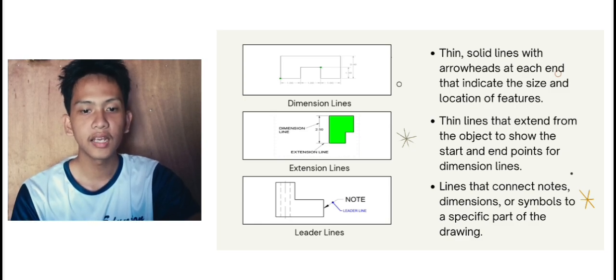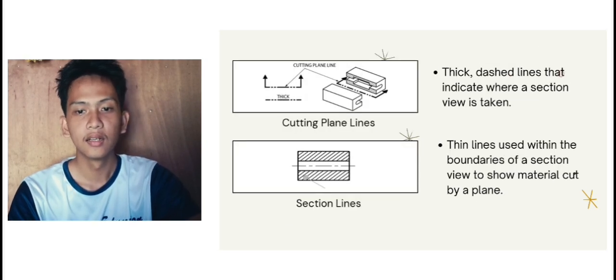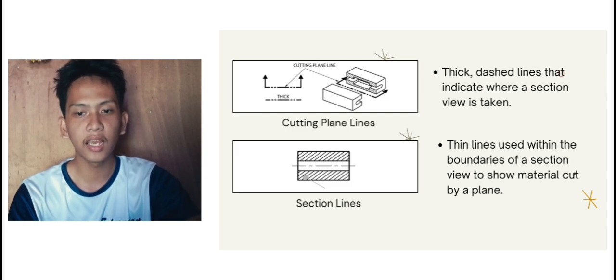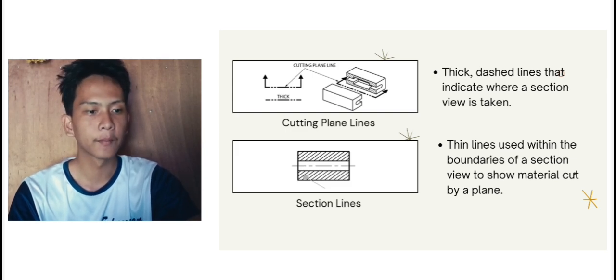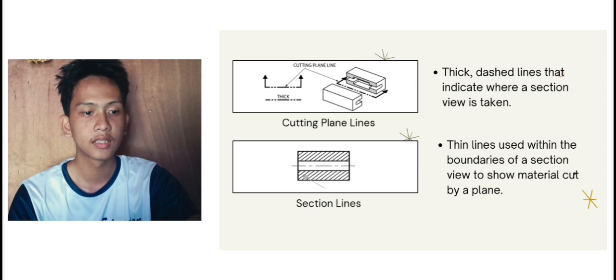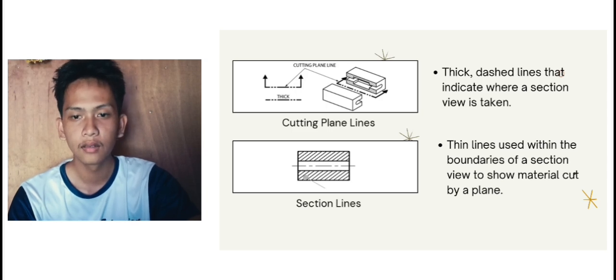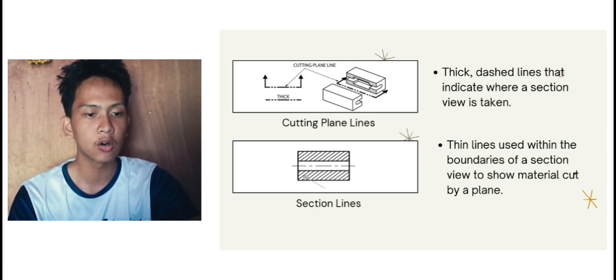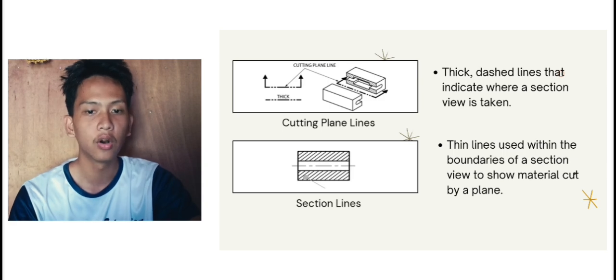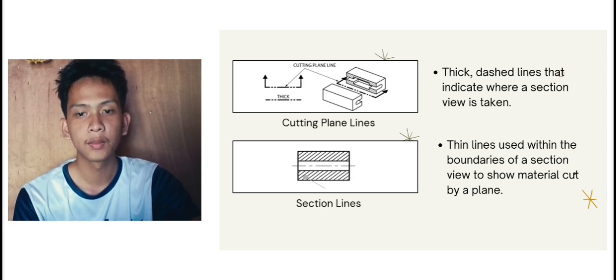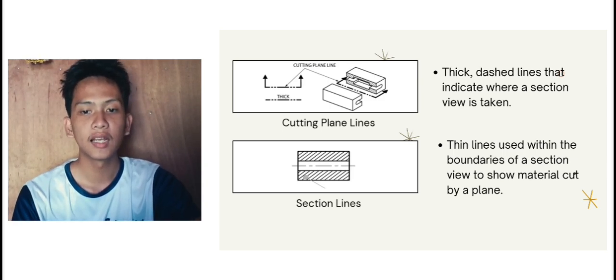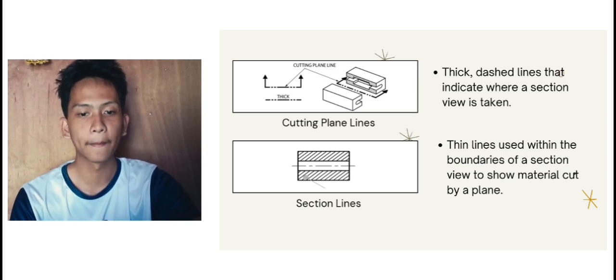Now, next is cutting plane lines. Thick dashed lines that indicate where a section view is taken. So, ang cutting plane lines, ito ay isang makapal na guhit na putol-putol. Sabi nga dito, cutting lines, kasi putol-putol siya. So, ito ay nagpapakita kung saan hiniwa ang object upang makita ang loob or yung section view. Sa madaling salita, it indicates where a section view is taken.